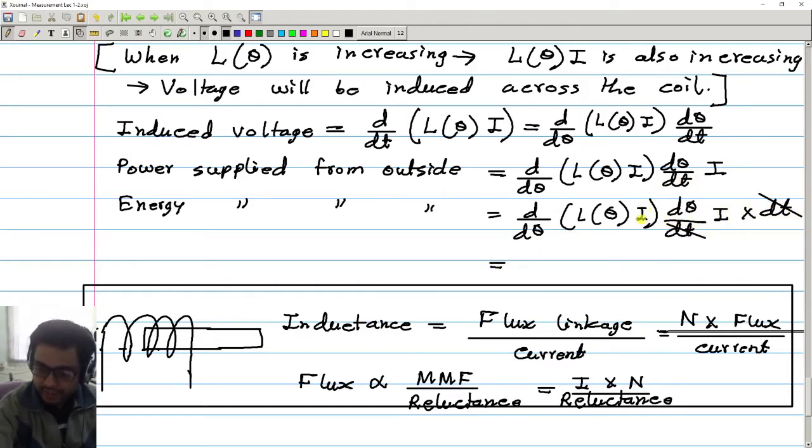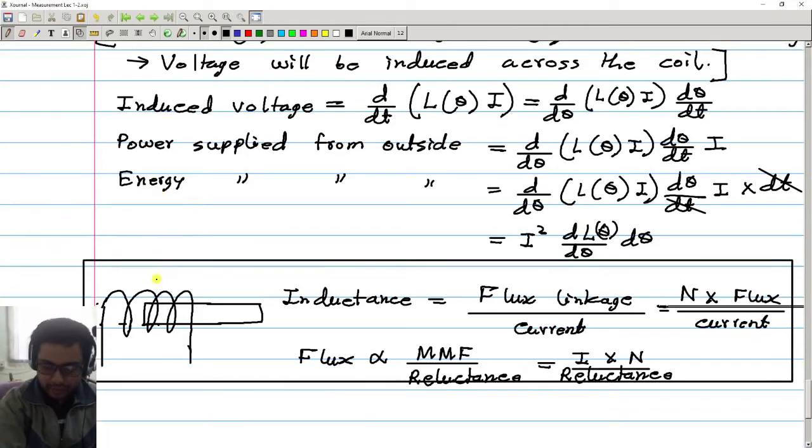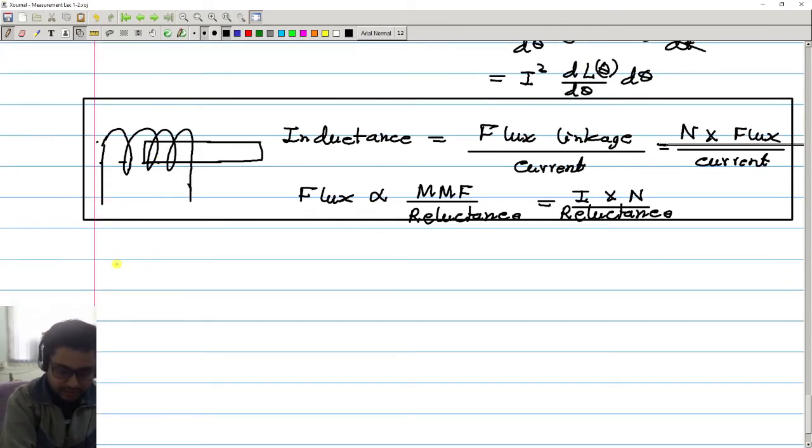Now you can take this constant I outside, so it becomes I square dL d theta d theta. Okay, so now we have all the different energy components individually. Now we have to use energy balance.